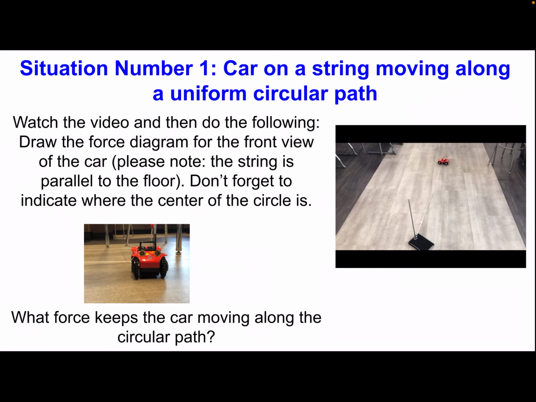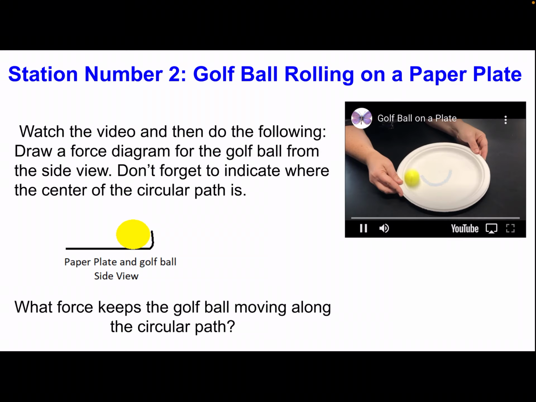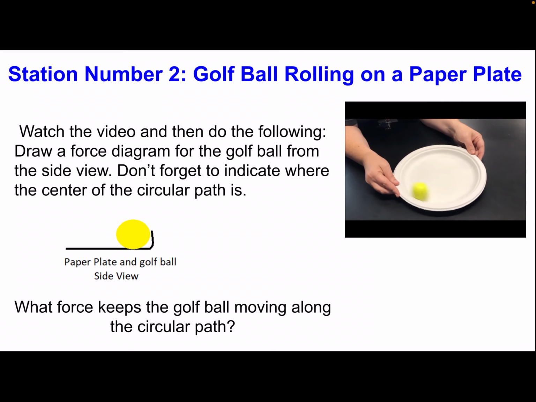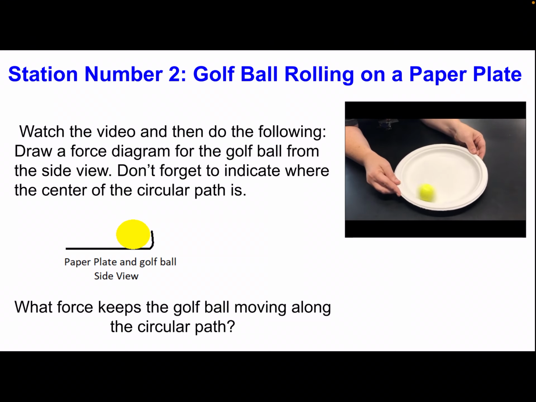So the second one, there we go. Okay, so this video is a golf ball rolling around on a paper plate. So we are going to look at, maybe if it wants to work, it doesn't want to work. We're going to watch the golf ball roll around on the plate. There we go. Okay, so we see that the golf ball continued moving in a circle along the plate.